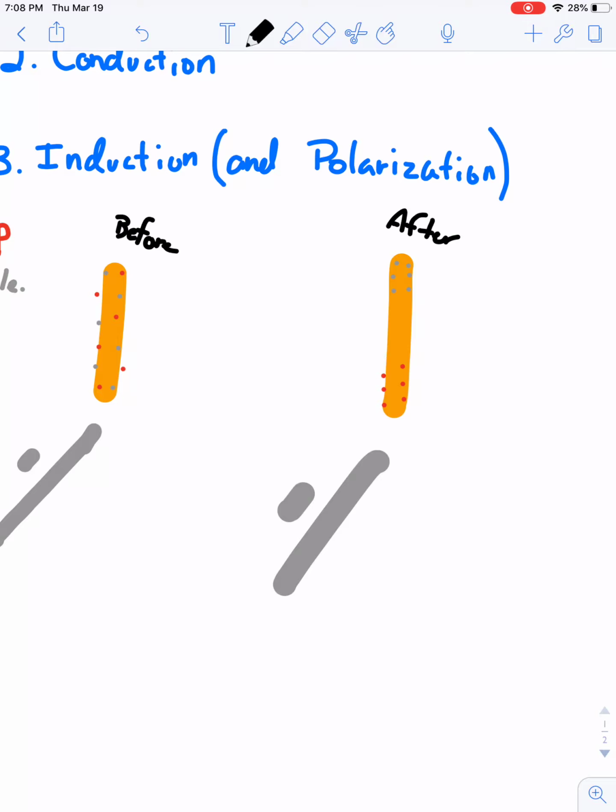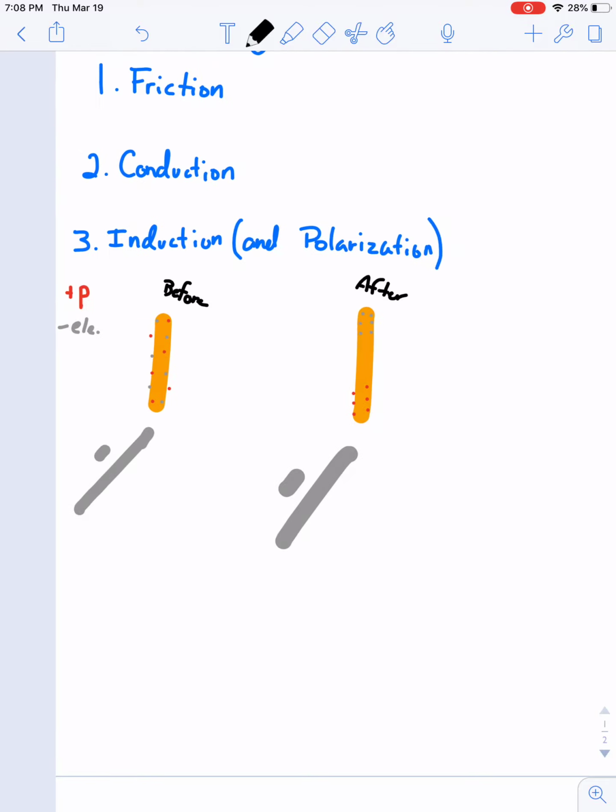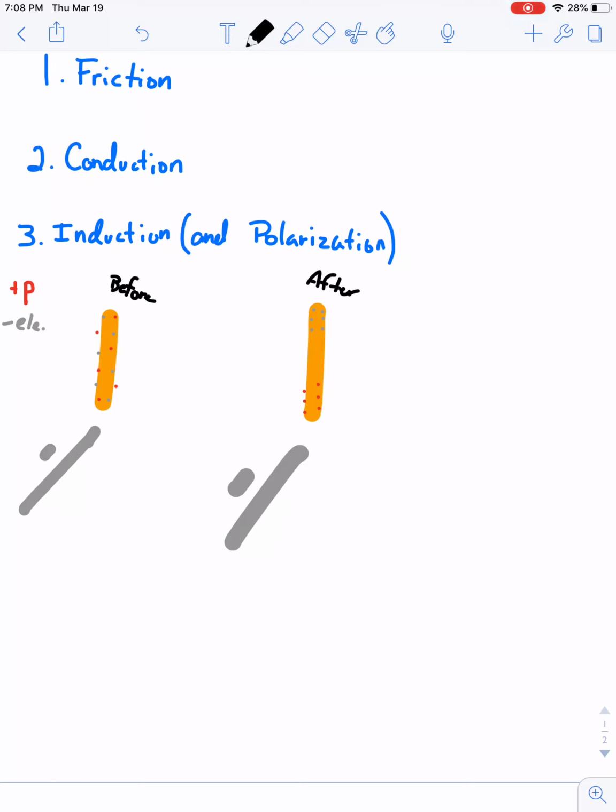Now, when you have the copper wire as such, where the charges are distributed to opposite ends, that's called polarization. This idea of polarizing an object, which you can charge while leaving it neutral, is this idea of induction, and creating polarization within an object.